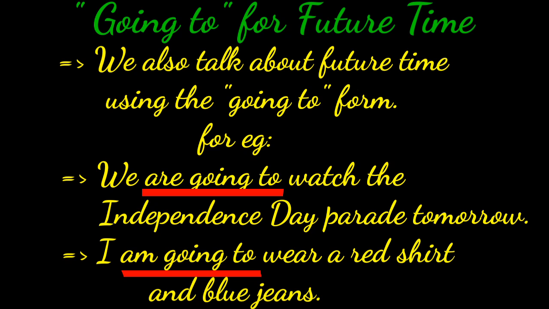Then, I'm going to wear a red shirt and blue jeans. Though these sentences use the present continuous verb is or are going, they describe actions that will happen in the future.